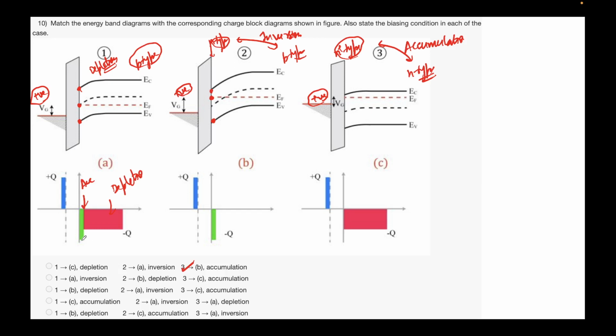Over here you have the gate charge plus Q, and this red you have is simply the depletion charge. So only depletion is in option 1. Depletion charge will be negative, as I told you. If you repel away the holes, then only the acceptors are left behind, which are negative in nature. So that's why you have a negative charge here. It's a depletion charge, which is negative. So option A is the correct one.